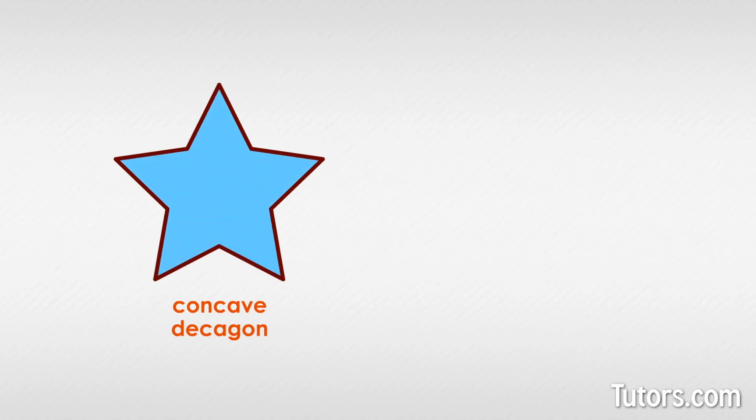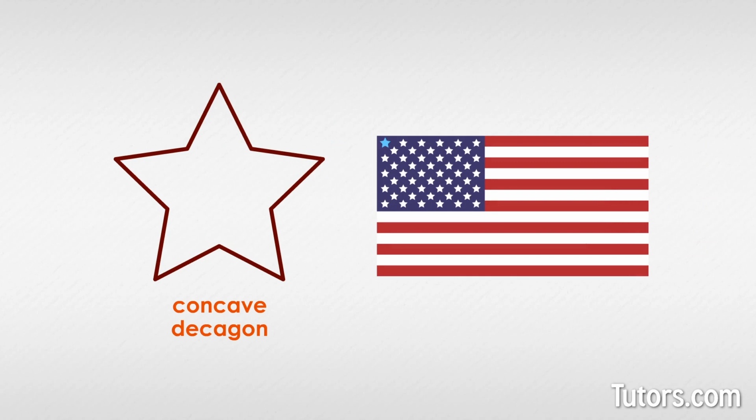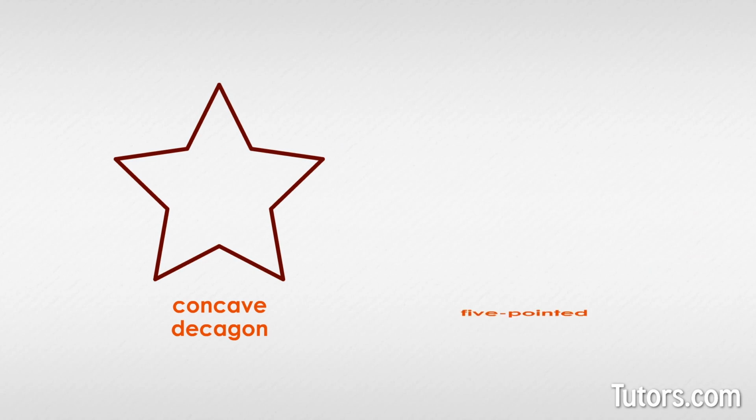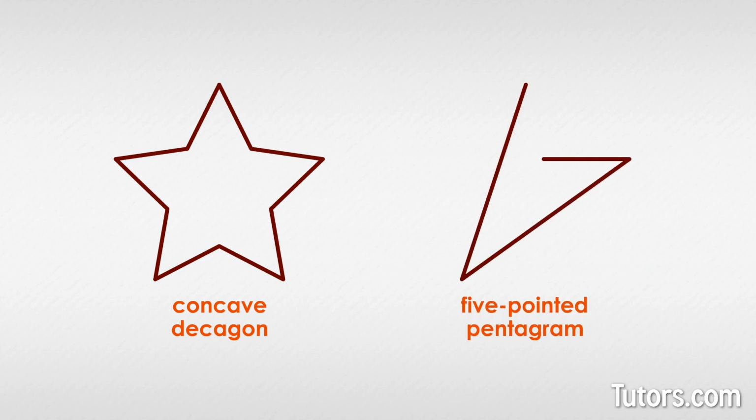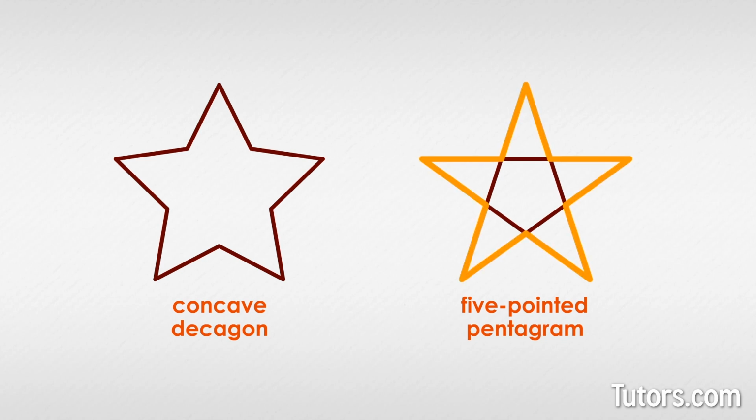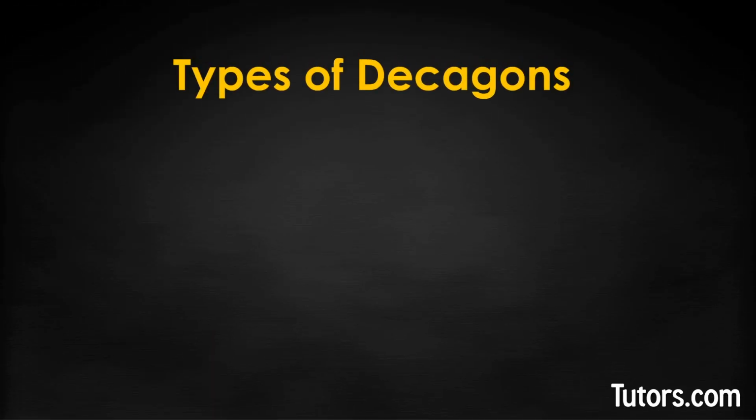That is the star that appears 50 times on our country's flag, and the outline of such a pentagram is a decagon. Be careful to know the difference between the 5-pointed pentagram, where the lines cross themselves, and the decagon, either just the outline of a pentagram or a solidly filled pentagram. Let's look at the different types of decagons.